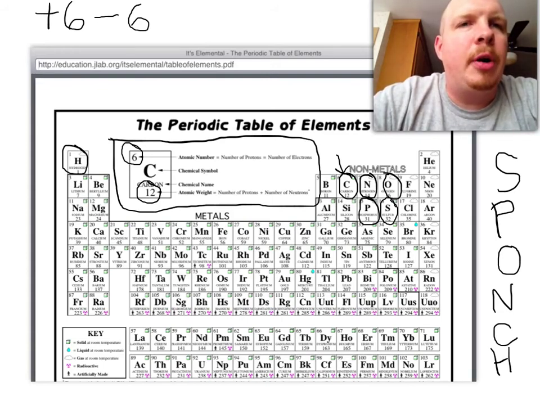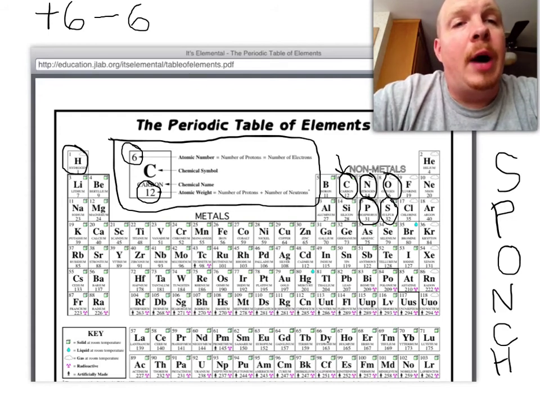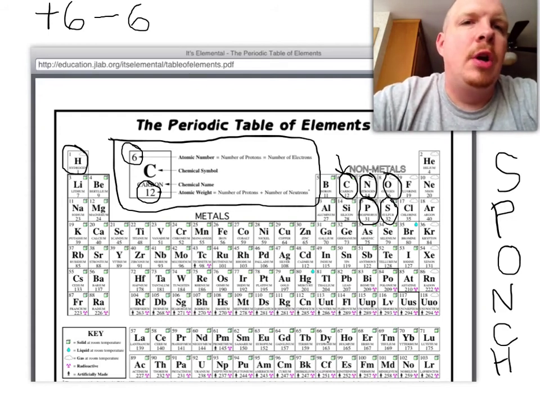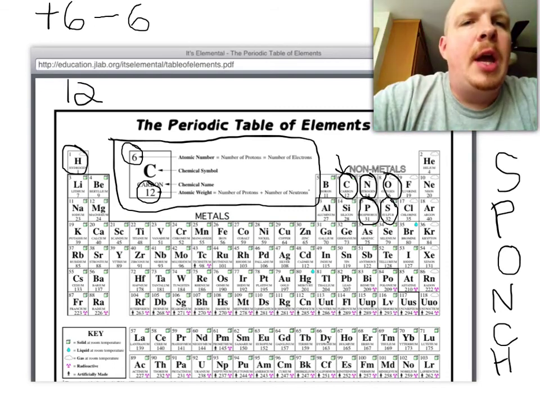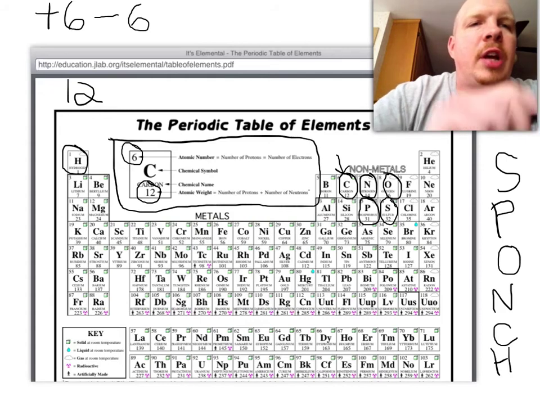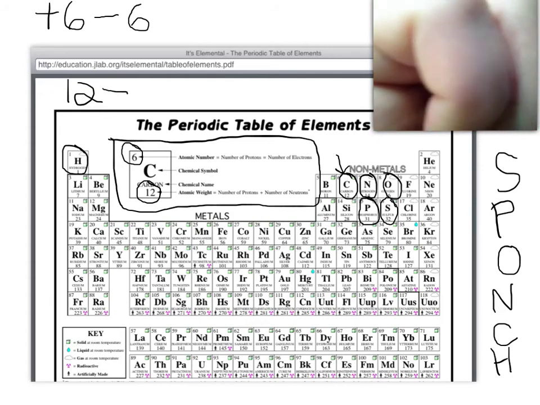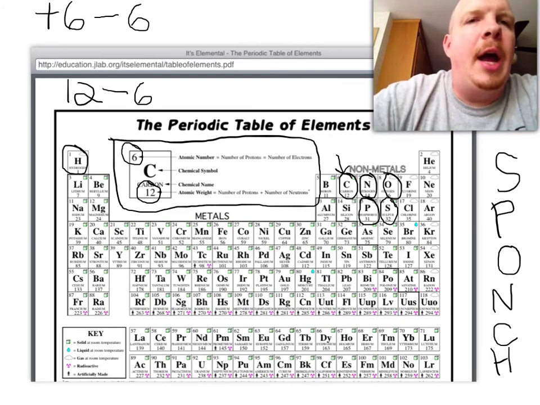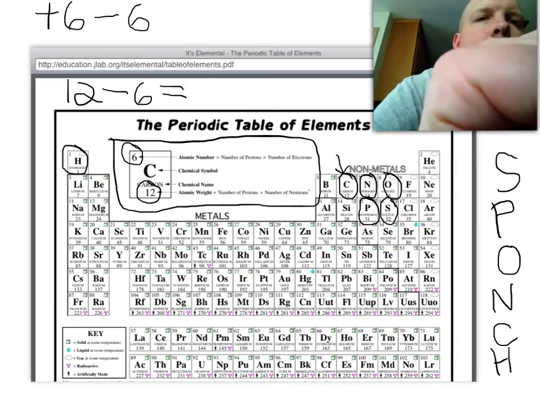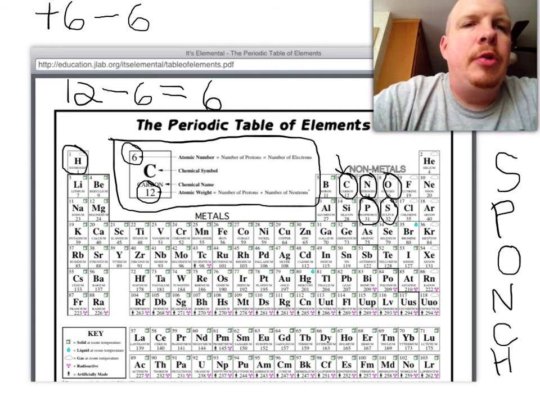So in class tomorrow, what you're also going to have to do is tell me how many protons, how many electrons, and how many neutrons are in a bunch of different atoms. And so how do you calculate the number of neutrons? Well, if you know that the atomic weight is 12 for carbon, and you know that it has 6 protons, you can subtract 6 from the atomic weight, and then that will give you the number of neutrons. So that's how you calculate the number of neutrons.